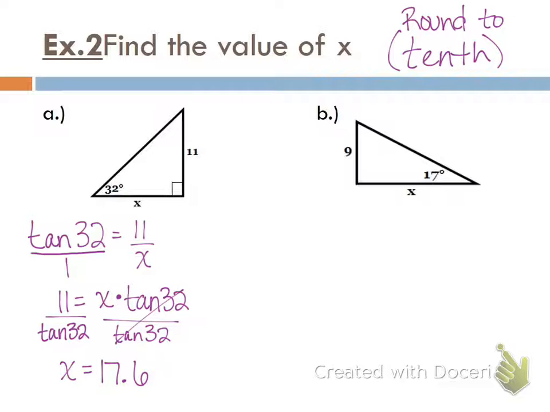Okay, 2B is going to be a similar setup. Who can raise their hand and tell me the initial equation they set up? Ari? Good. Tangent of 17 degrees is equal to 9 over x. Opposite over adjacent. The tangent of 17 gets put over a 1 so that we can cross multiply. 1 times 9 is 9. We would also have x times the tangent of 17. In order to get x alone, we need to divide by the tangent of 17.